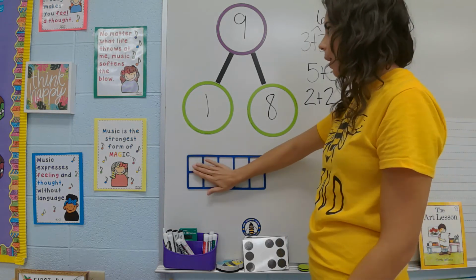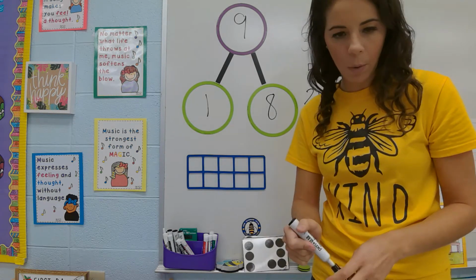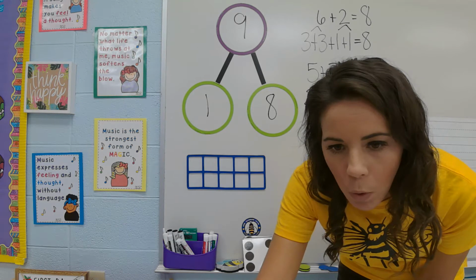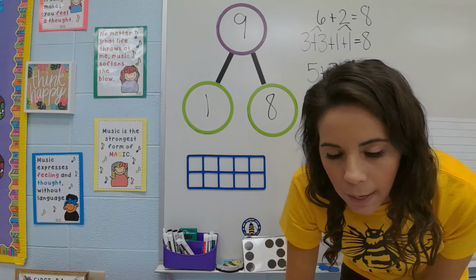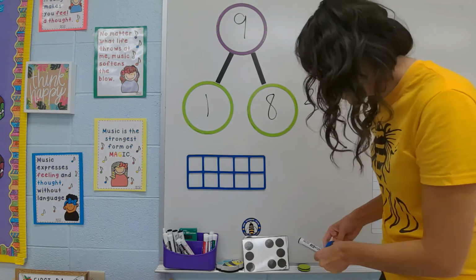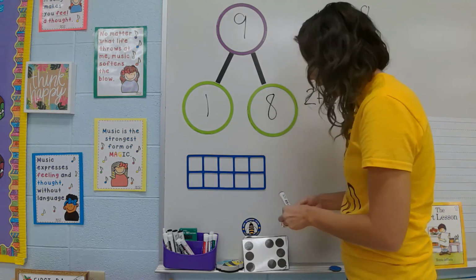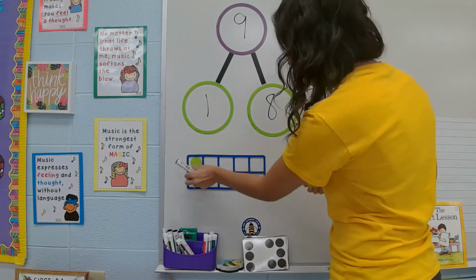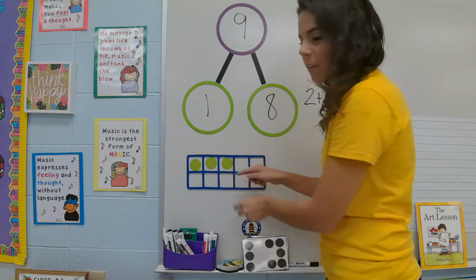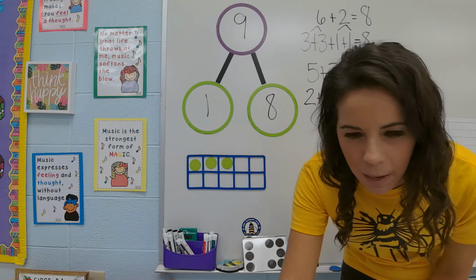What's another way we can solve for 9? What are two numbers that make 9 that are different than 1 and 8? Yes, Clara. 9 and 0. You like that 0. Okay, let's use 9 green counters.